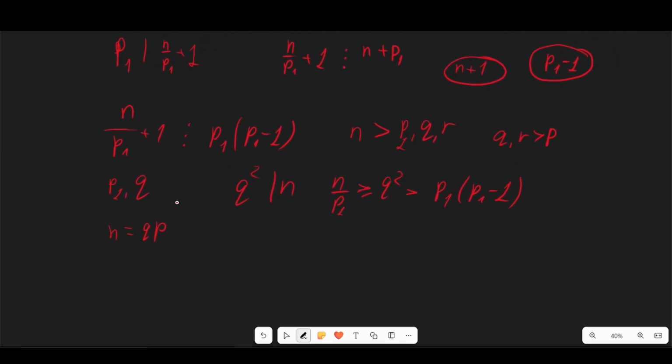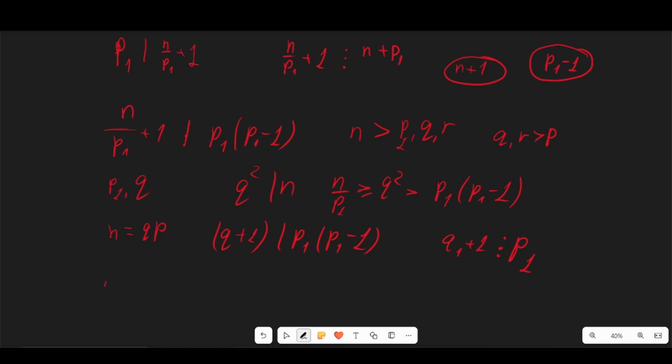What do we know about q? Q plus 1 divides p1 times p1 minus 1. Now let's look at the case. If q plus 1 is not a multiple of p1, this means that q plus 1 divides p minus 1. But this is a contradiction, because q plus 1 is greater than p1 minus 1. So q plus 1 is divisible by p1.